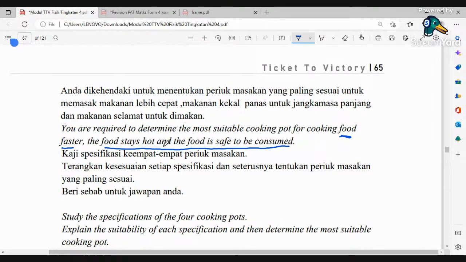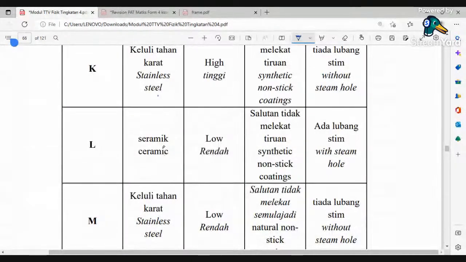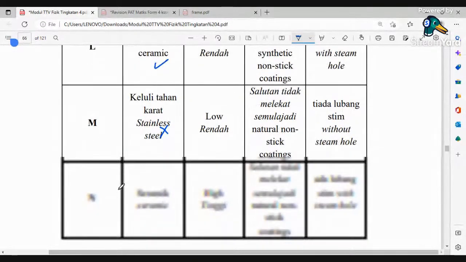Okay, look at its properties. Material of body part, stainless steel or ceramic. So I will choose ceramic because the property is to keep food hot for a longer period. Okay, so I don't want stainless steel, I will choose ceramic. So normally we remove 2 out of 4.